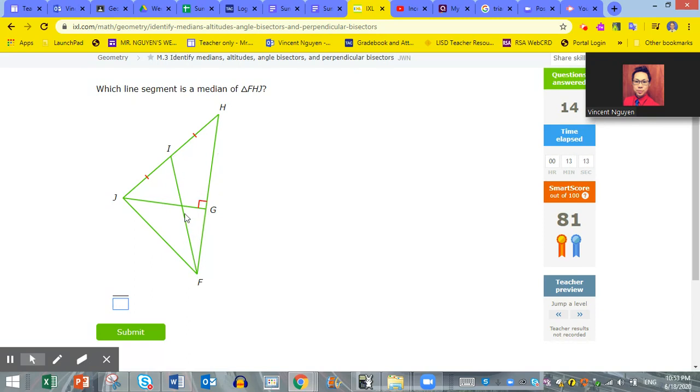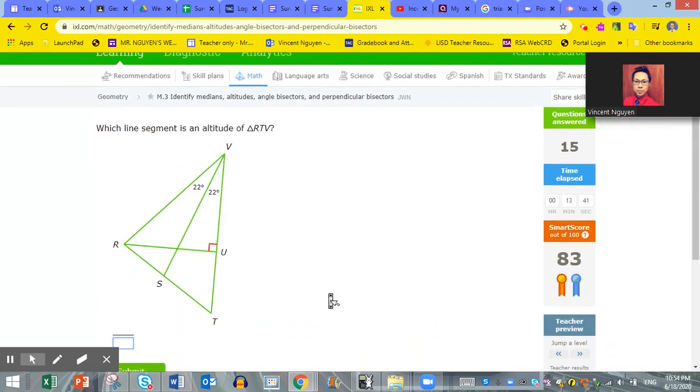However, FI or IF, whichever way you want to call it, does come from the vertex F, and it goes to the midpoint. How do I know this is the midpoint? Because of these markings right here. This marking is the same as this marking, which means the two segments are congruent. So I is the midpoint. So I'm going to say segment IF or FI. I think F comes before I, so I'm going to do FI. Doesn't matter. Submit. Yay.